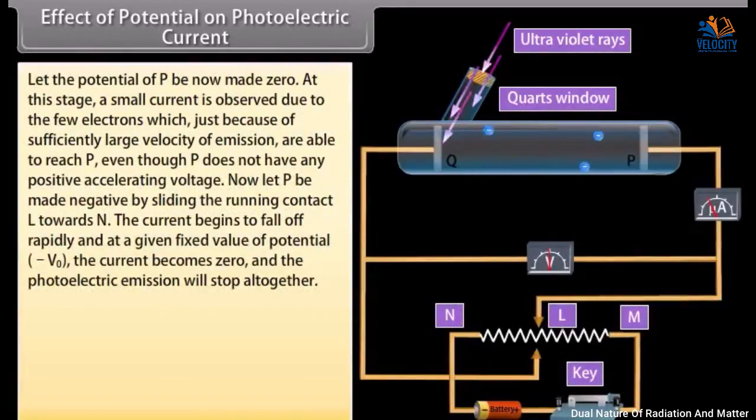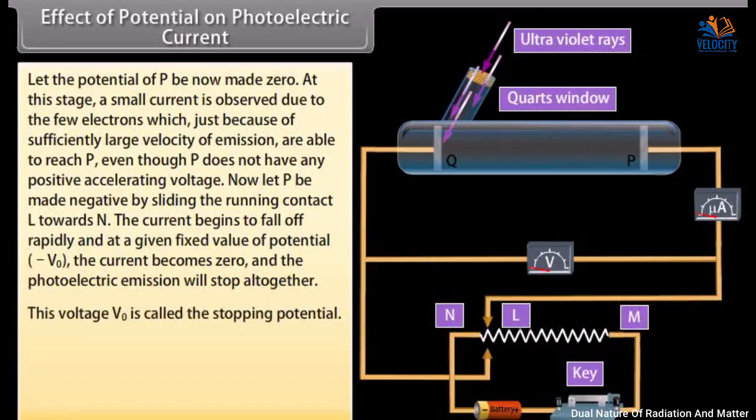Let the potential of P be now made zero. At this stage, a small current is observed due to the few electrons which, because of sufficiently large velocity of emission, are able to reach P, even though P does not have any positive accelerating voltage. Now let P be made negative by sliding the running contact L towards N. The current begins to fall off rapidly, and at a given fixed value of potential, minus V0, the current becomes zero, and the photoelectric emission will stop altogether. This voltage, V0, is called the stopping potential.